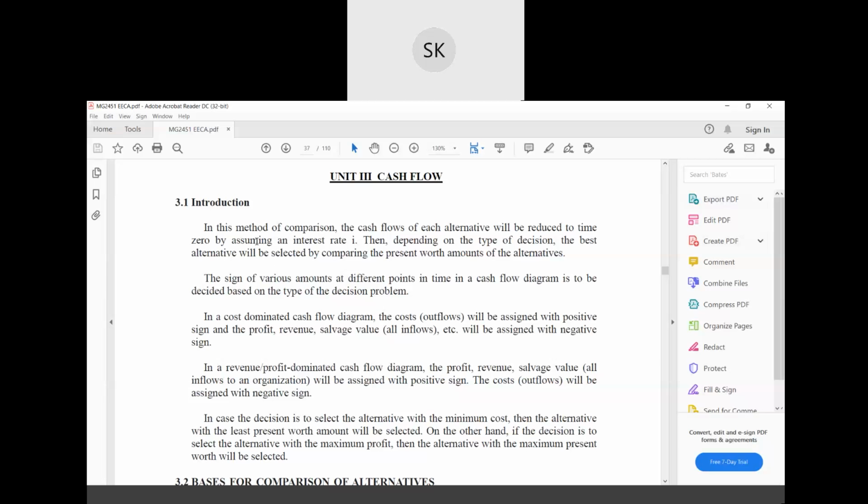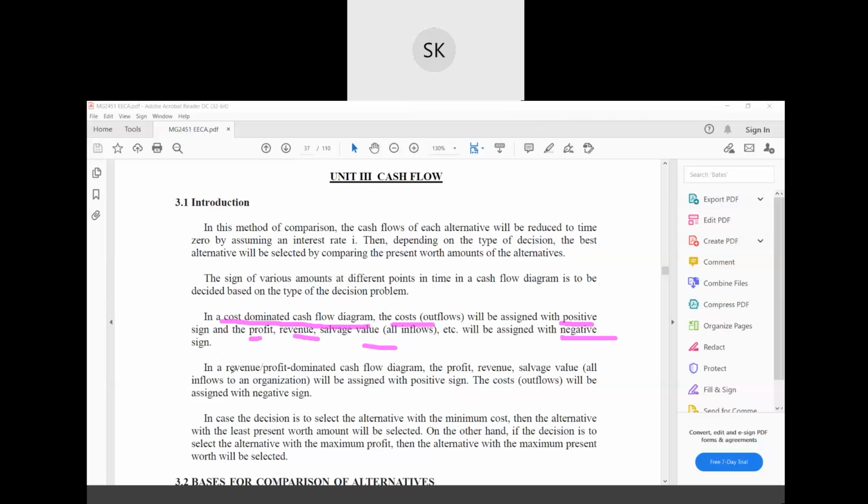So there is a sign convention, as you used to get in physics for concave and convex. When the cost is dominated, there will be a cash flow diagram, and based on that diagram you will do the analysis. So in a cost dominated cash flow diagram, the cost will be assigned positive. Just remember it, okay? Where the cost is dominated, you have to assign cost as positive, and all the profit, revenue, salvage value will be assigned as negative.